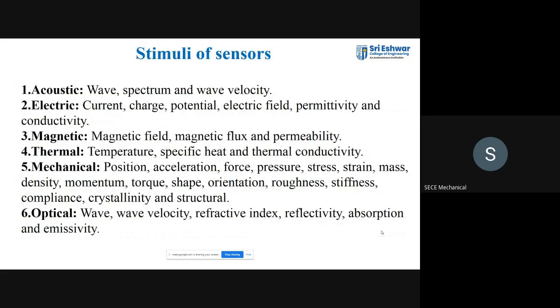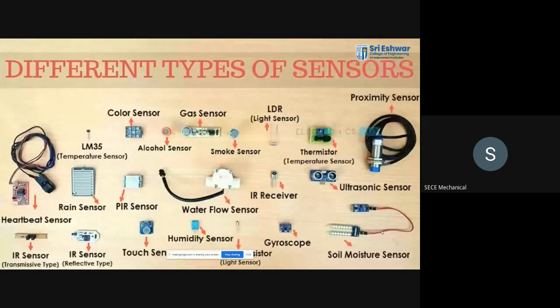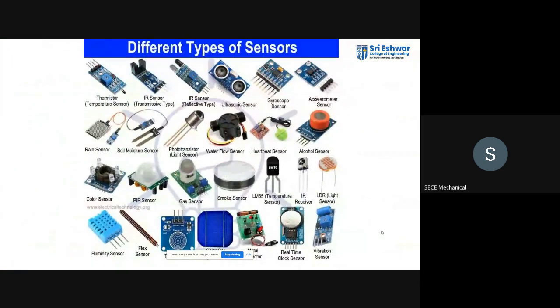We also discussed the stimuli of sensors. We have 6 types of stimuli: acoustic, electrical, magnetic, thermal, mechanical, and optical. We discussed these too. And we saw some pictures of sensors: color sensor, gas sensor, smoke sensor, humidity sensor, gyroscope, touch sensor, IR sensor, PIR sensor. PIR means passive infrared sensor. So these are the things we discussed in my previous sessions.